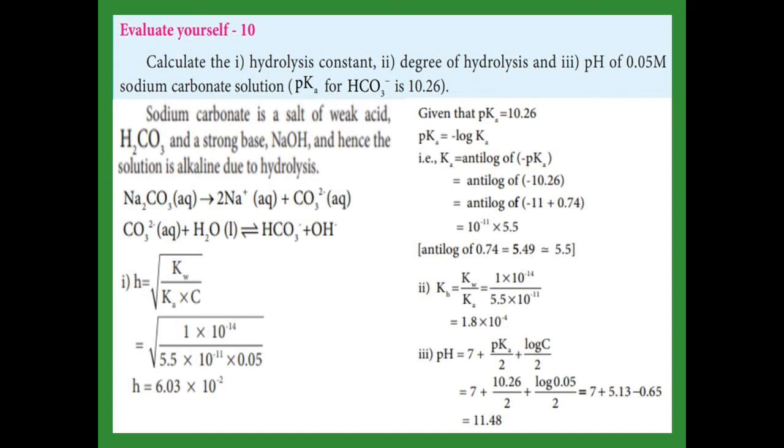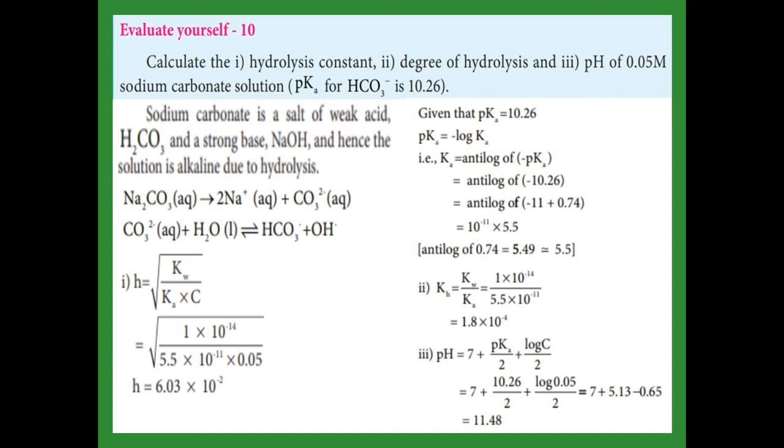Then what is h? It is the hydrolysis constant. The formula is h equals square root of Kw divided by Ka into C. The Kw value is 1 into 10 power minus 14. We have to memorize the Kw value, as they never give it in the problem. The Ka value we just calculated on the right hand side, 5.5 into 10 power minus 11. Put that value, and the concentration value is given in the problem, 0.05. Put that value also, and after calculating we get h equals 6.03 into 10 power minus 2.